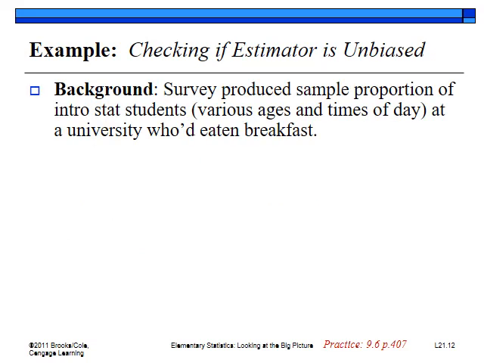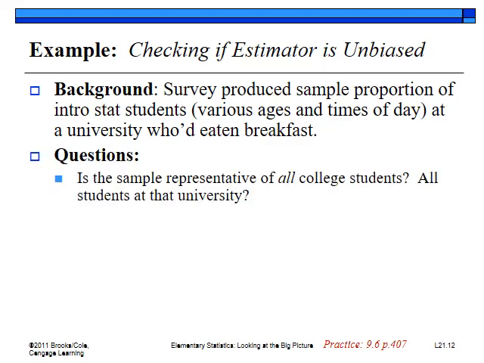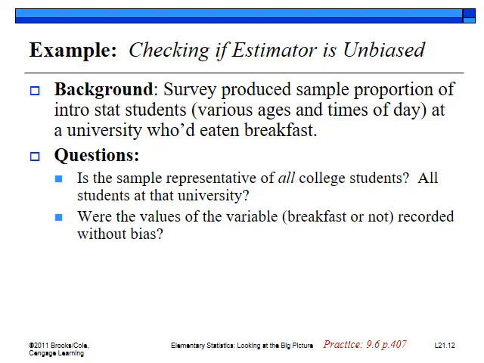So here's a problem, again from the student survey data. The sample proportion of intro to stat students at the university who'd eaten breakfast. Is this sample representative of all college students or of all students just at that university? Do you think the values of the variable, that is breakfast or not, are recorded without bias? Do you think that a person would have a reason to lie on the survey?